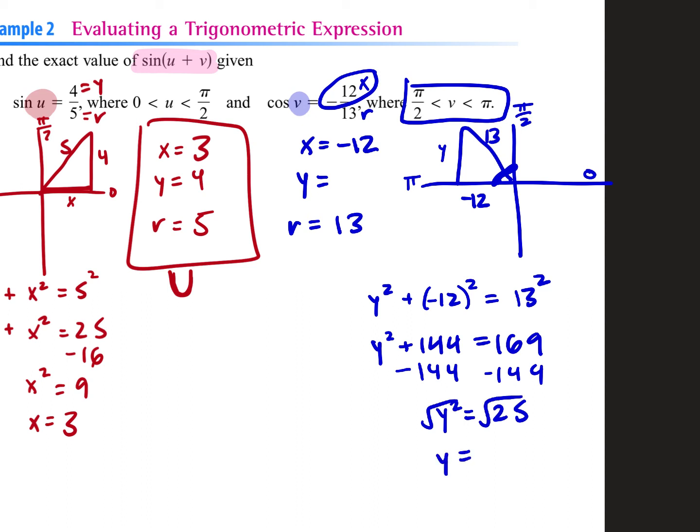What's y equal to? 5. Is it a positive 5 or a negative 5? Positive, you're going up 5. Positive because we're going up. So we're going in the positive direction up here. So it's positive 5.